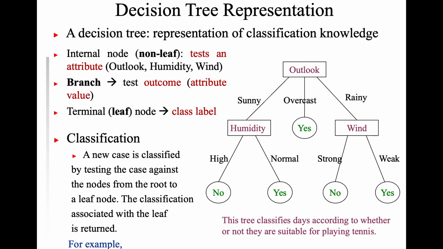Why test outcome? Because our tests are the features. For example, we can use the outlook feature as a test, based on how the outlook is, to decide whether we go to play tennis or not, right? So we want to test on that. That's a test, which are our internal nodes. And then how we branch out is based on their values, for example if the outlook is sunny or if the outlook is rainy. So these are the distinct values of our features.